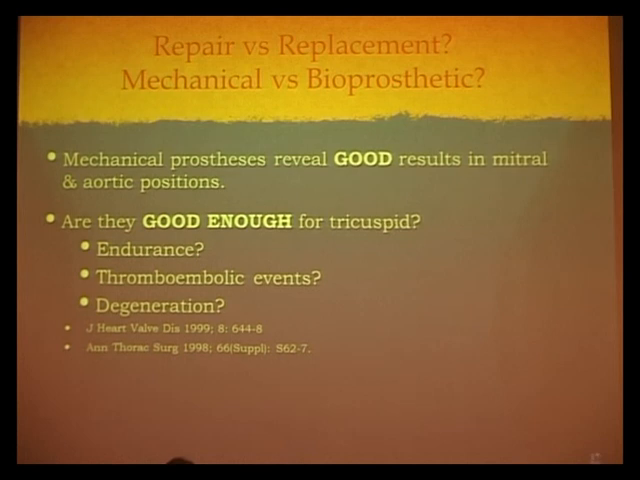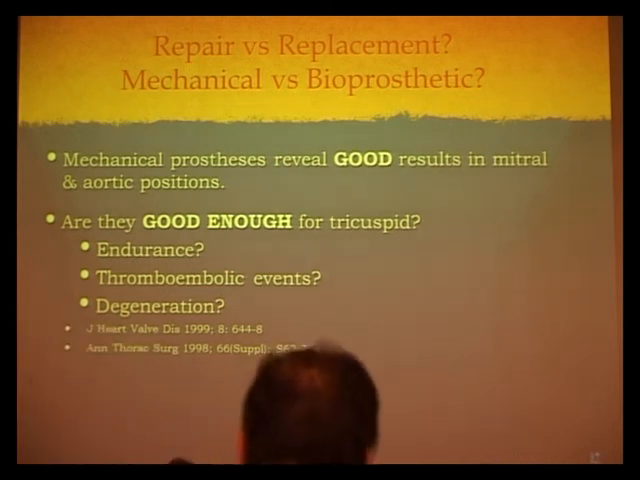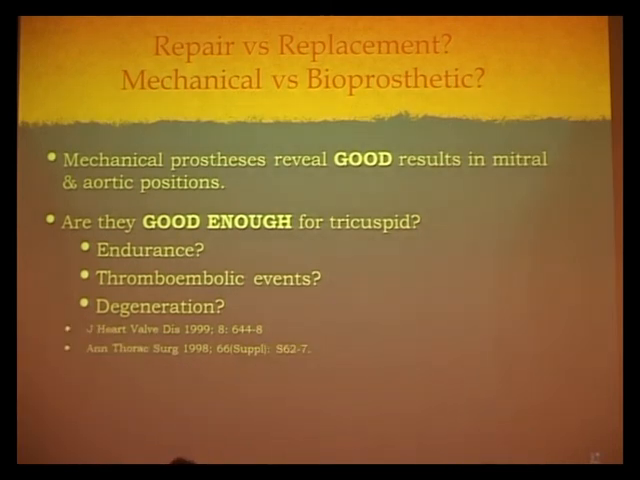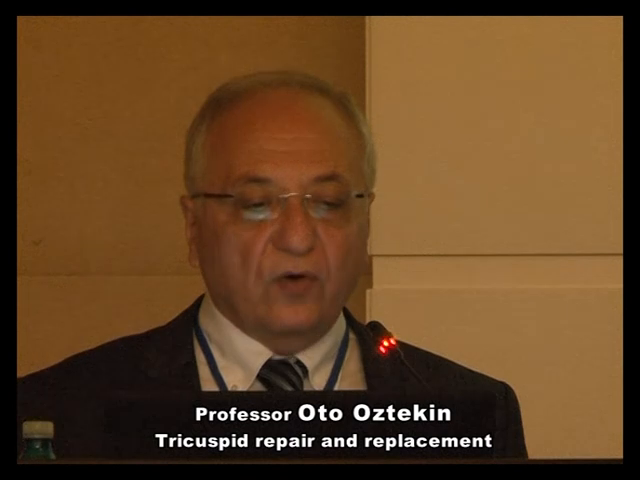Should we use mechanical or bioprosthetic valves for tricuspid valve surgery? Mechanical prostheses show good results in the mitral and aortic position. But are they good enough in the tricuspid? We always try to use bioprosthesis, but there is no great scientific paper supporting that bioprosthesis has advantages over mechanical valves in the tricuspid position at all.